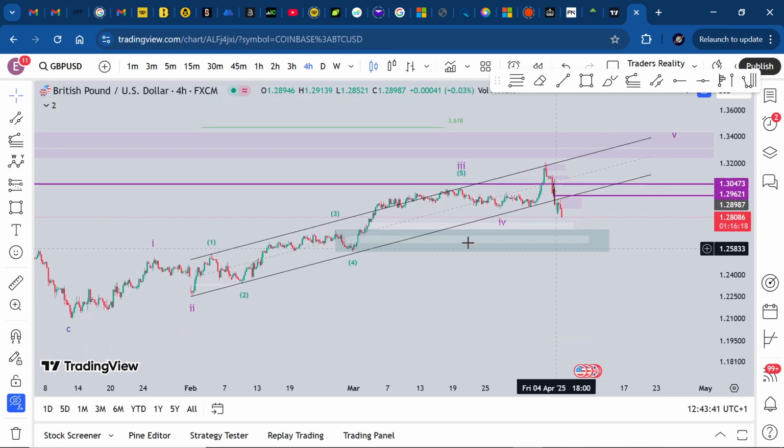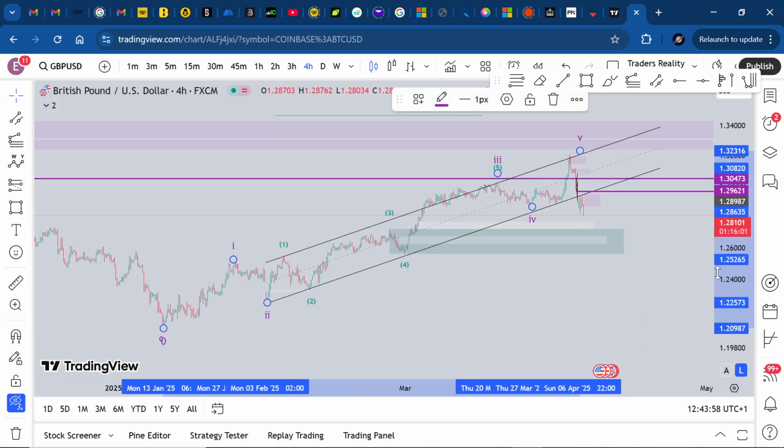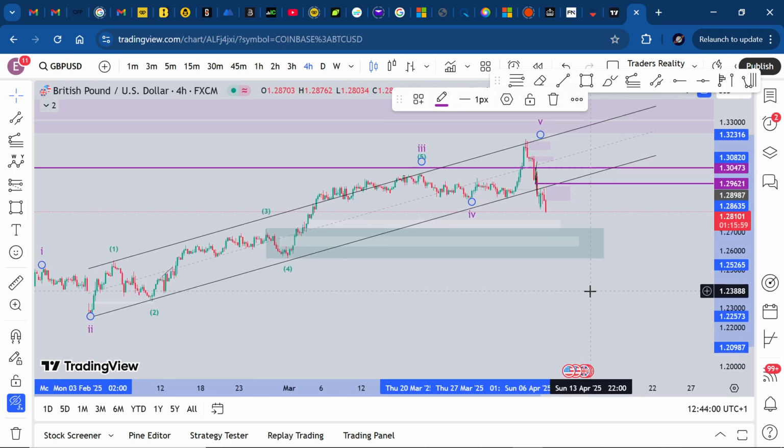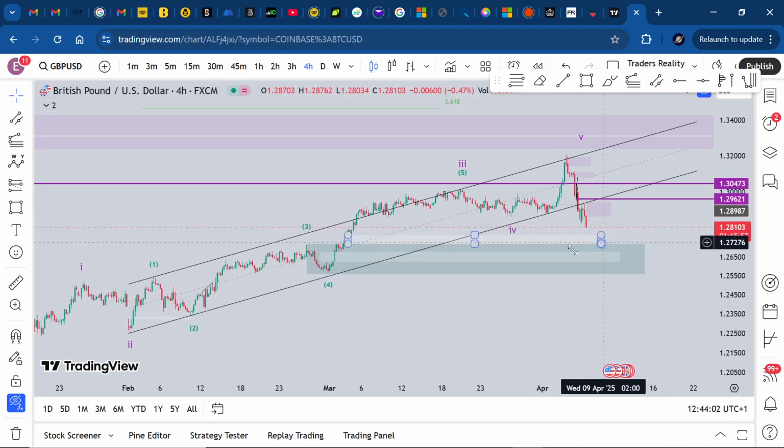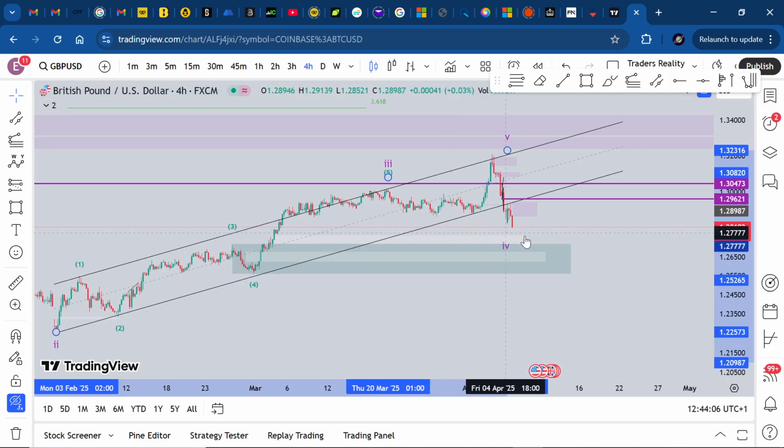So I've gone back to this. 1, 2, 3, 4, 5. 1, 2, 5. You know what? All I care for right now is to watch when price comes here. I do expect price to come down here.